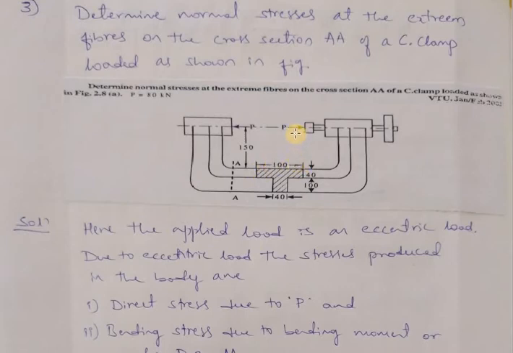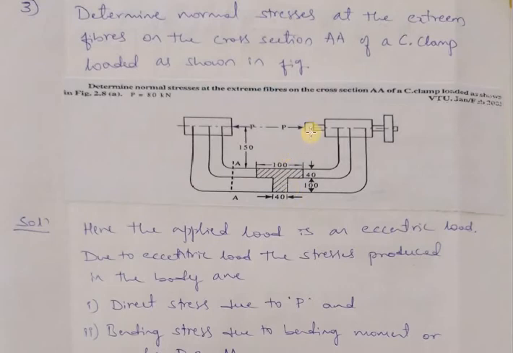Just look into the figure. This C clamp is subjected to tensile load. When it tends to expand like this, the inner fiber will be subjected to tensile stresses. This inner layer will be subjected to tensile stress, and the outer fiber will be compressed. So we say the outer fiber is subjected to compressive stresses. You need to imagine this a little bit.